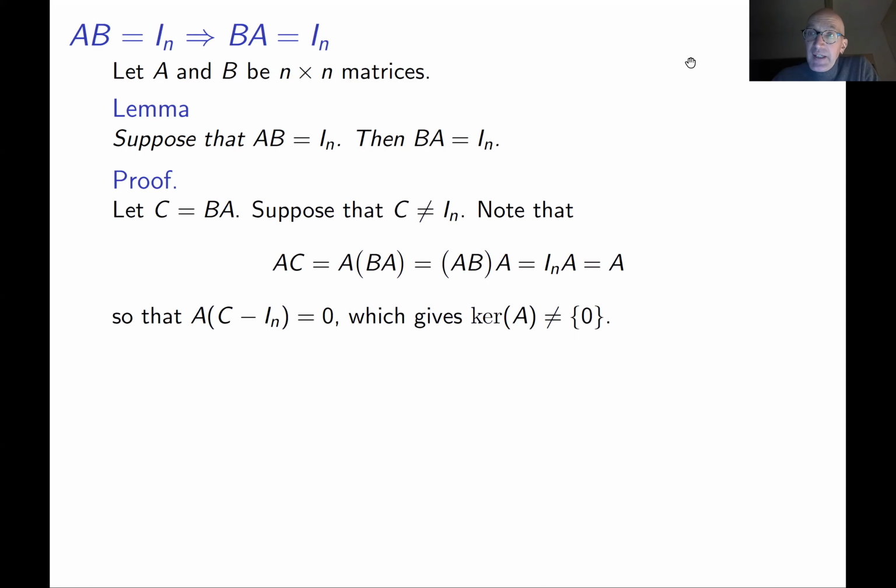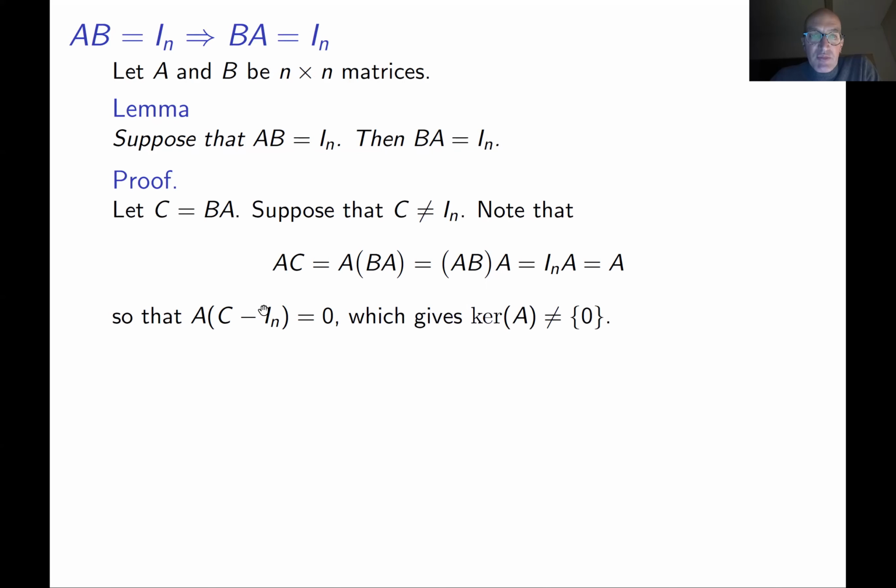First we play a little bit with the matrix C. We multiply it by matrix A. We simplify it: ABA is the same as AB times A, but AB is identity. So this is nothing but identity times A, which is A. So we get AC equals A. Now, of course, we can rewrite it as A times (C minus identity) equals 0. Here, 0 is a zero matrix.